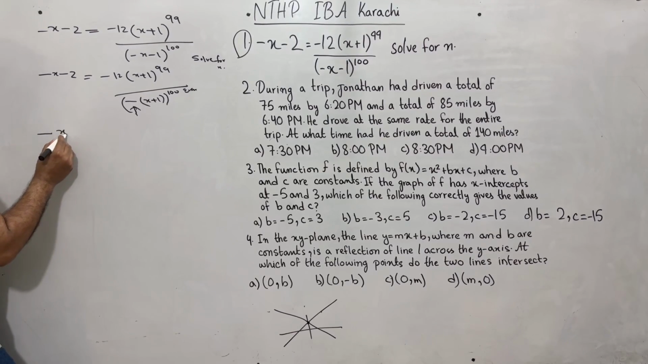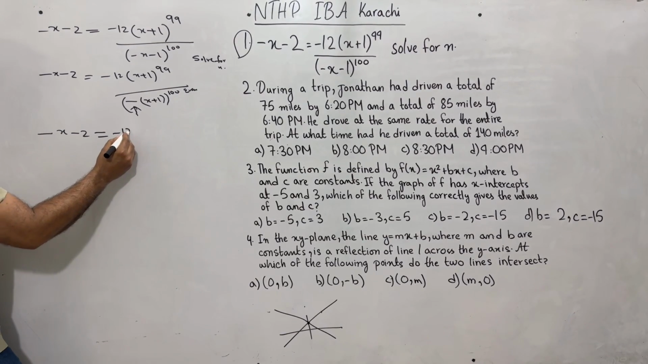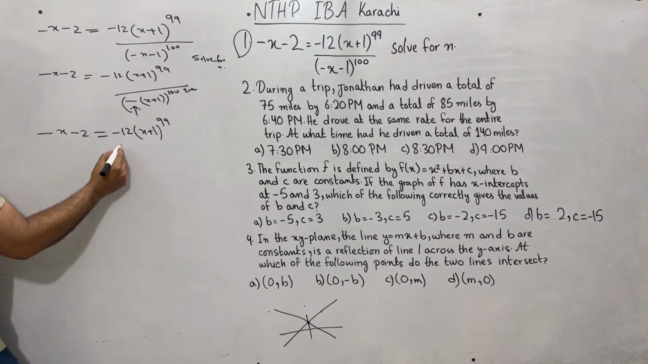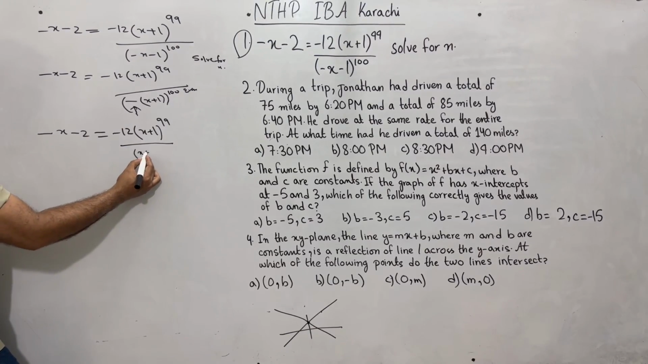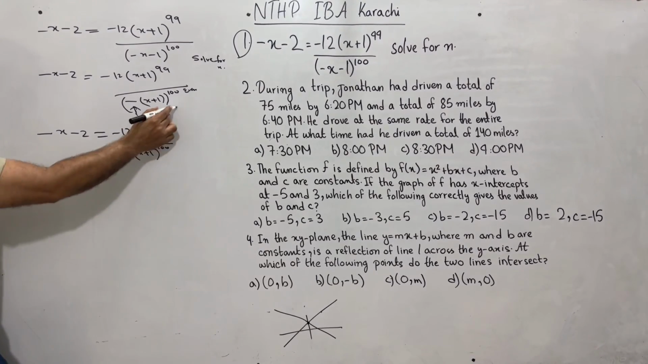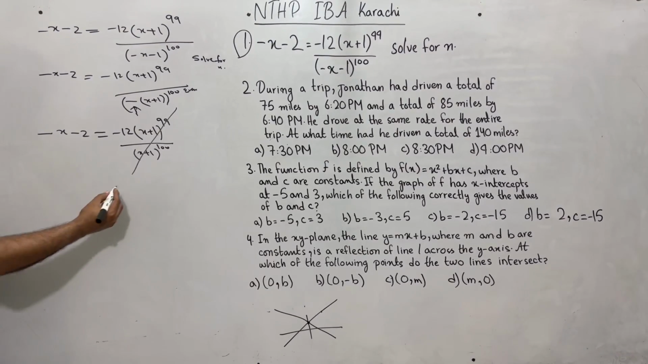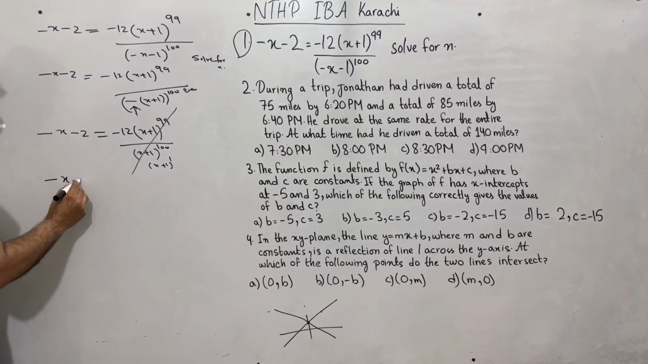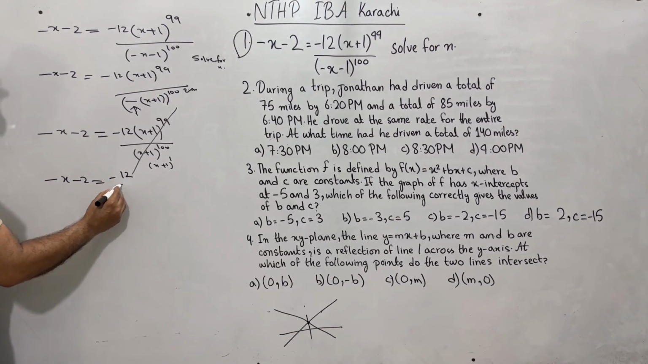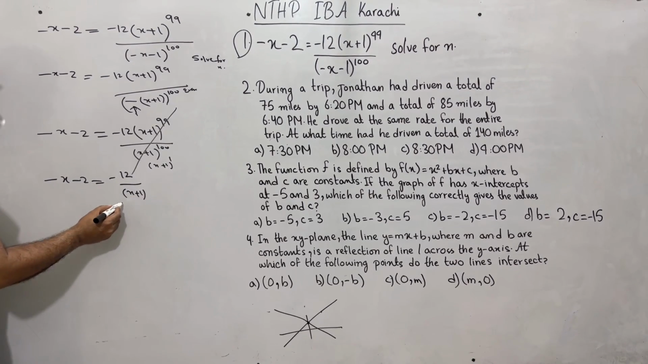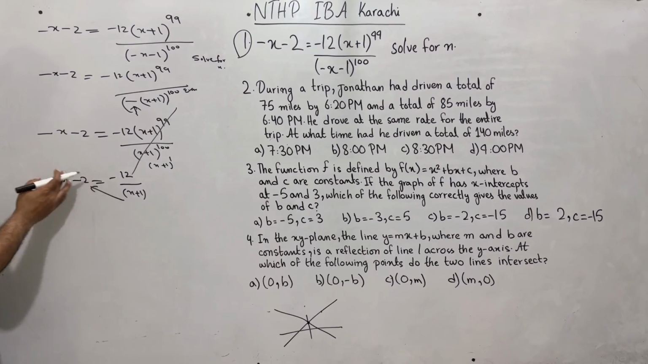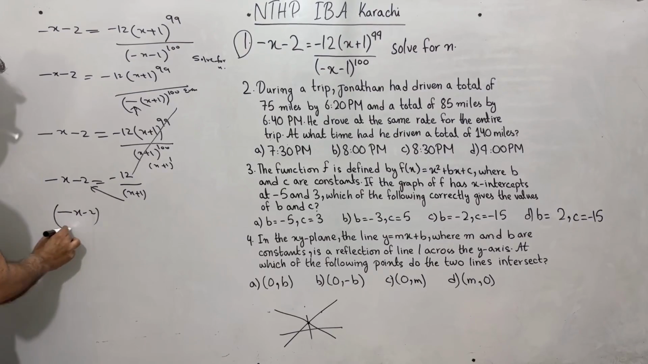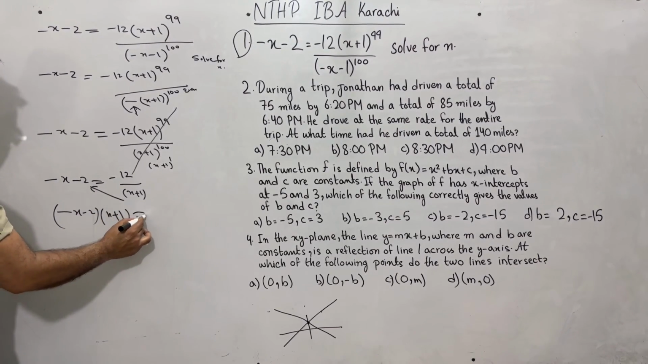So we have negative x negative 2 is equal to negative 12 times (x plus 1) raised to 99. It turned to be positive. No need to write, (x plus 1) raised to 100. Look at this. Cancelled out. Here remains only x plus 1 raised to 1 in the denominator. So we have negative x minus 2 is equal to negative 12 divided by x plus 1. Shift x plus 1 from division to multiplication, from right to left. We have something like (x minus 2) times (x plus 1) is equal to negative 12.